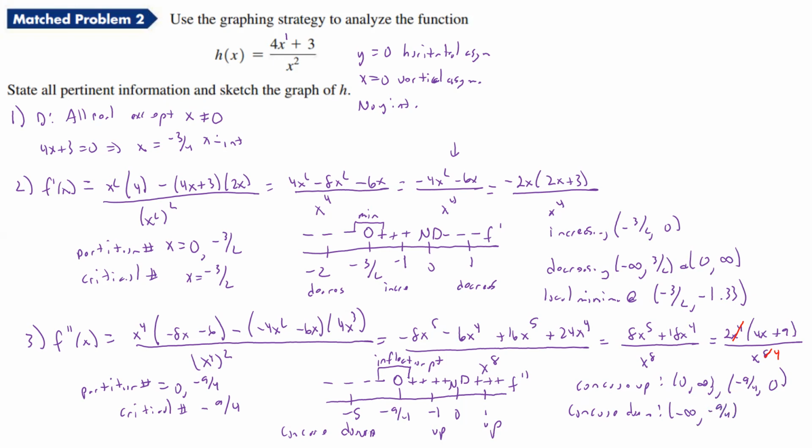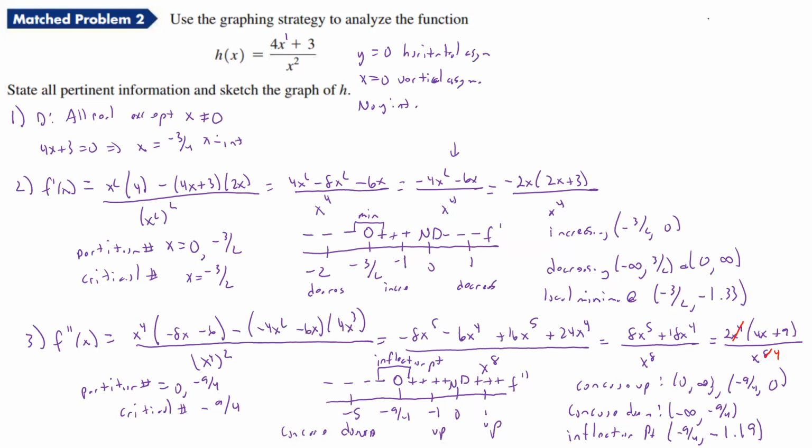Okay. And one other thing is we have that inflection point. And that's going to be at -9 fourths, comma. And if we plugged it into our calculator, we get, looks like about a -1.19, probably -1.2. That should be good there. All right, so I think that should be everything.